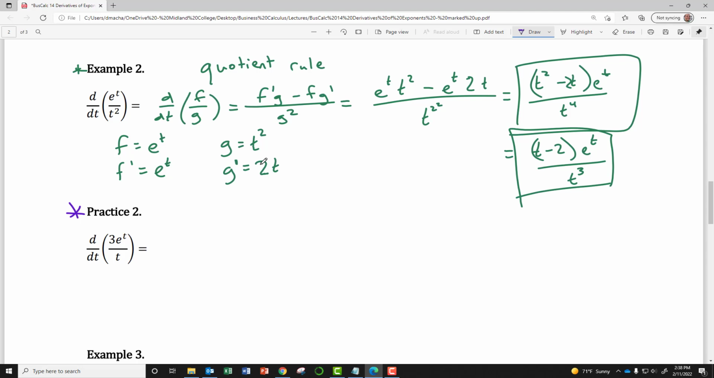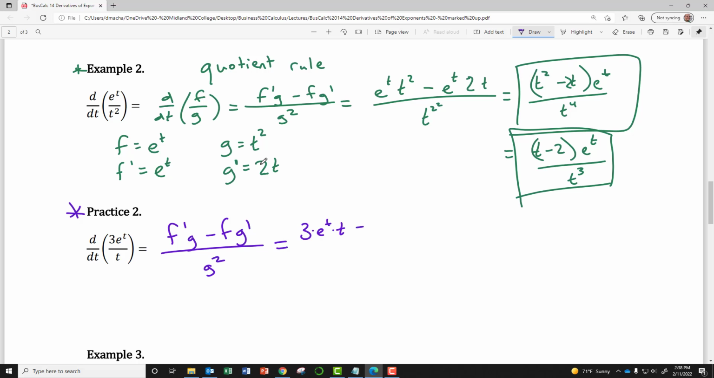At this point, I'm assuming you've tried to work practice number 2, so I'm going to proceed with the solution. So again, quotient rule tells me this is going to be f prime g minus fg prime over g squared, where f is my numerator and g represents my denominator. So f prime is going to be 3e to the t. G is going to be t.